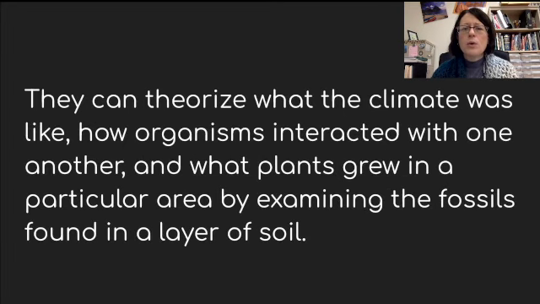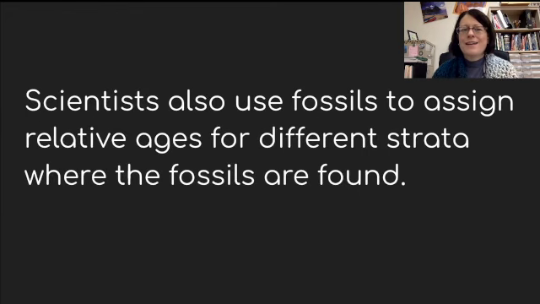I think both old Earth and young Earth scientists would be able to theorize about climate and how the organisms interacted with one another from the fossil record. That would be something that they both would agree on, because obviously these things lived at a certain time. We know that certain plants need a certain climate or certain animals, so they would agree on this, but not on the relative dating.